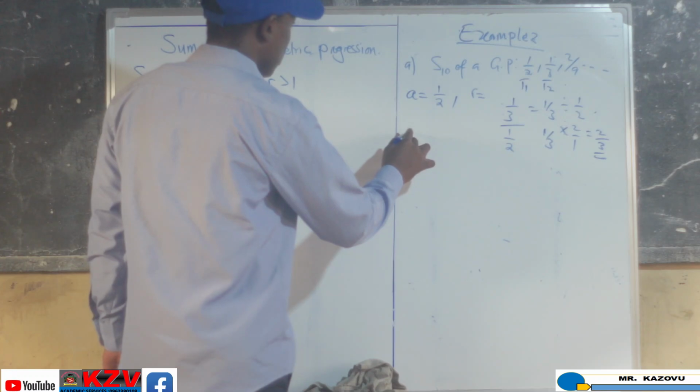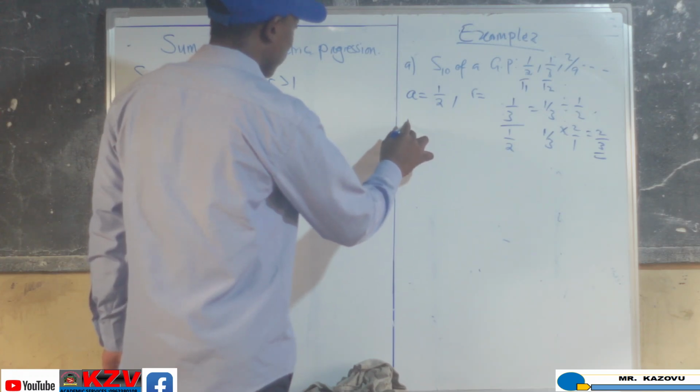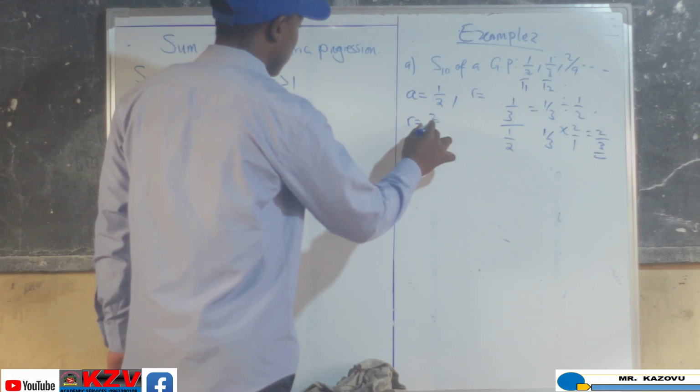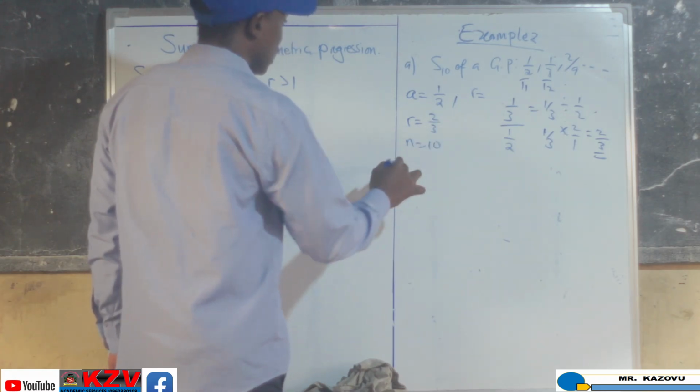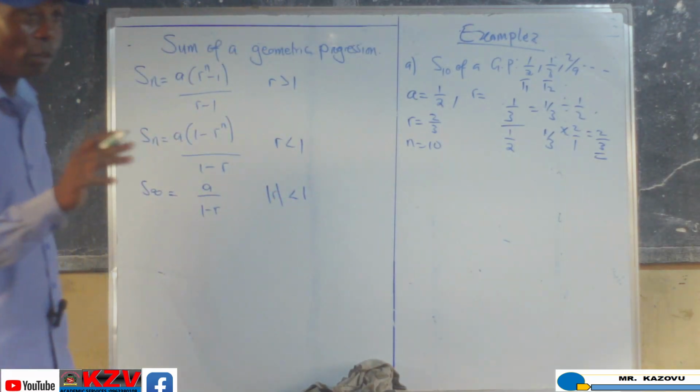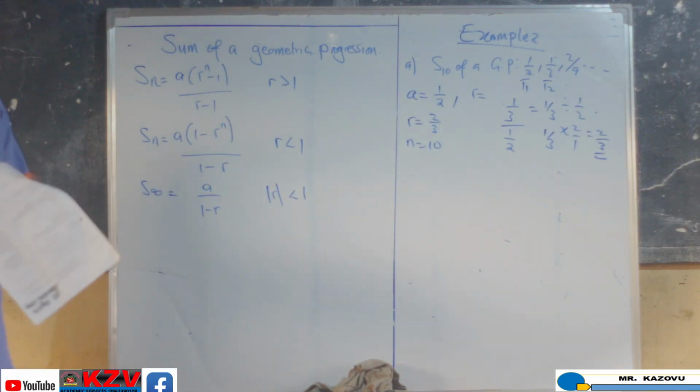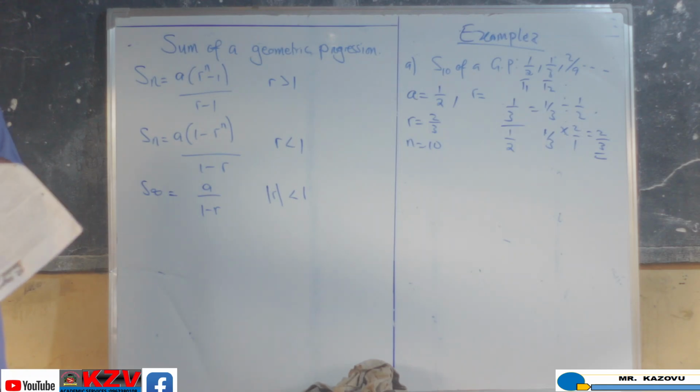Greater than T2 divided by T1. Okay, now we have the common ratio. The common ratio is 2 over 3, isn't it? Yes. And then we have n. N is 10. Now, my interest is to look at the value of r. Is it greater than 1 or less than 1?